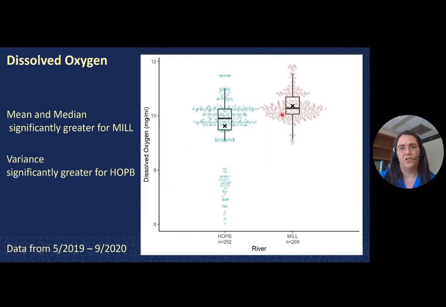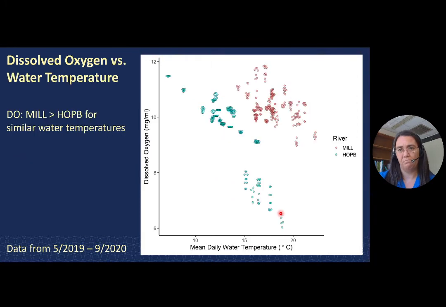Dissolved oxygen showed greater dissolved oxygen in the Mill River than the Lower Hop Brook, the mean and the median being significantly greater, but the variance was greater for the Lower Hop Brook. And this is a linear scale, and this is a surprising result. We didn't expect to find higher dissolved oxygen in the Mill River. We expected to find higher in the Lower Hop Brook, but we found the opposite of what we expected. And I also don't know why there's this much lower clump of data in the Lower Hop Brook.